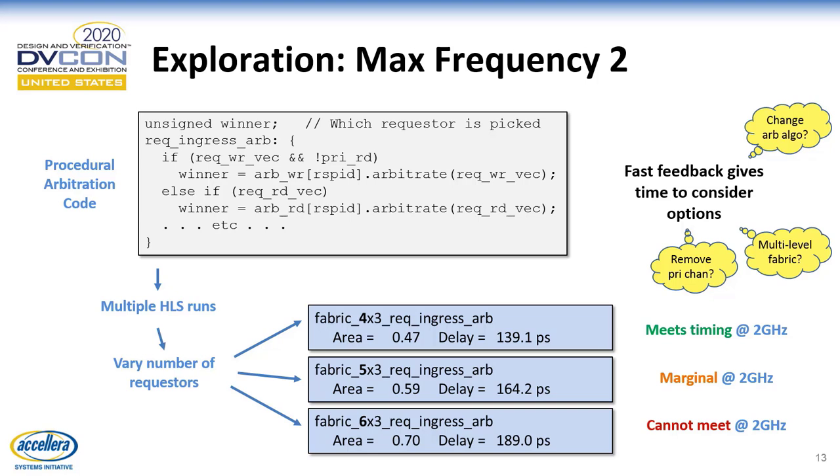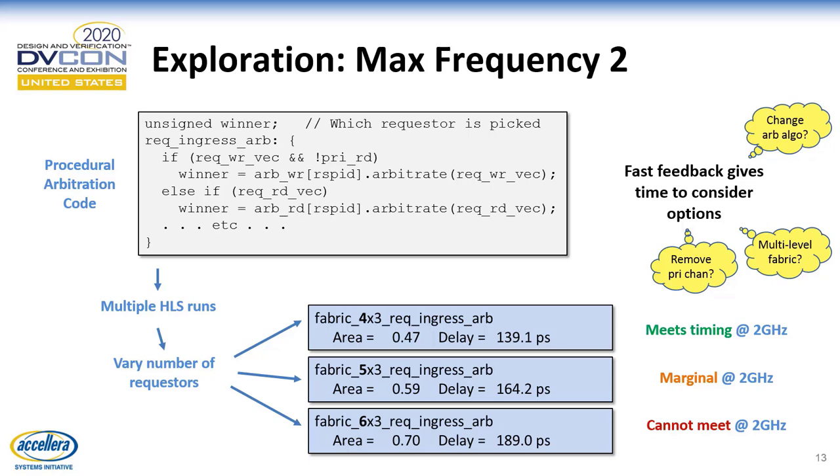So we can get things like, oh, I have 4 masters here. That easily meets timing. Go to 5, it's a little iffy. I go to 6, it's not going to meet timing. And if I don't meet timing, I might need to think a little harder. Do I want to actually change the arbitration algorithm? Do I need a multi-level fabric? So really, you can get this data early so you have time to make changes or think what you want to do next.